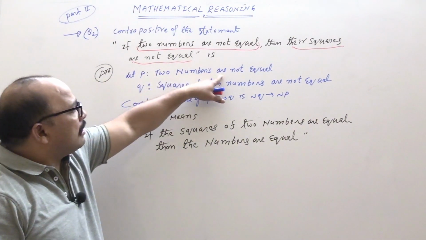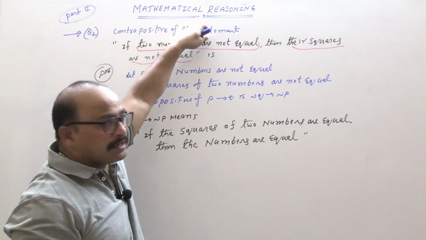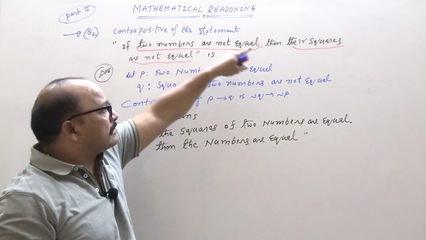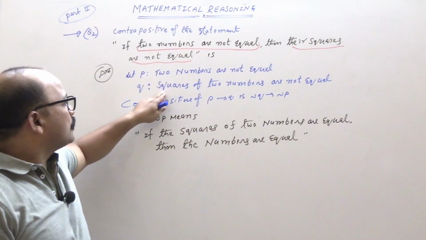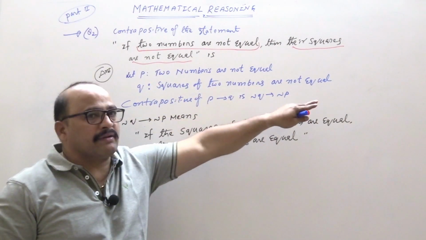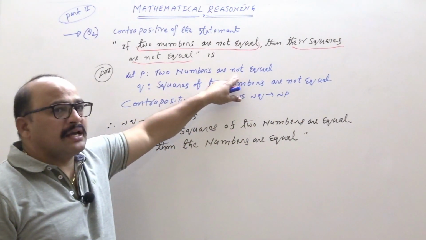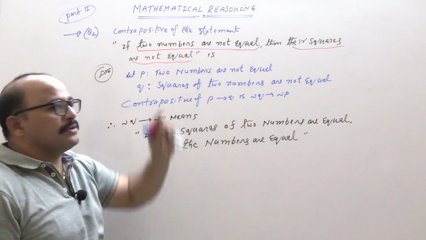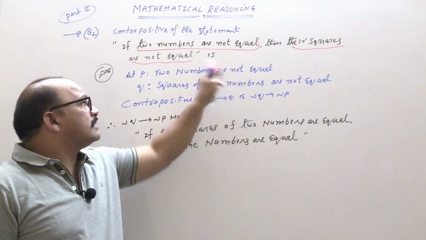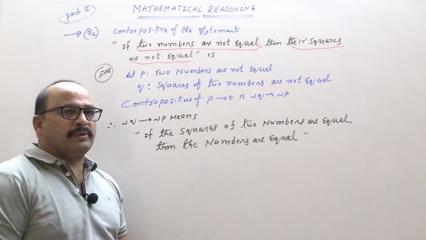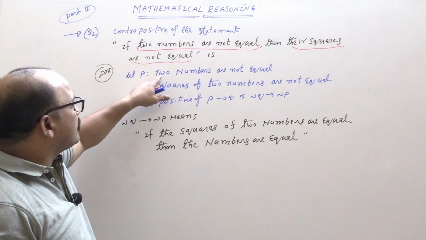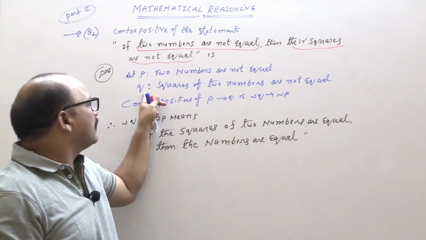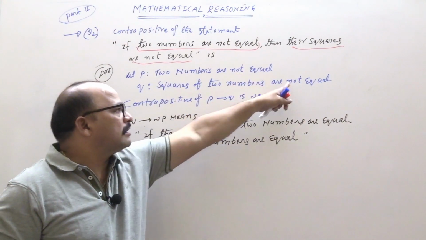Two numbers are not equal. This is the one statement, we call it P. Next, the second statement: squares of two numbers are not equal. That is Q. Either way, the not is there, so it is a negation. Negation of P means two numbers are equal. Remove that not.